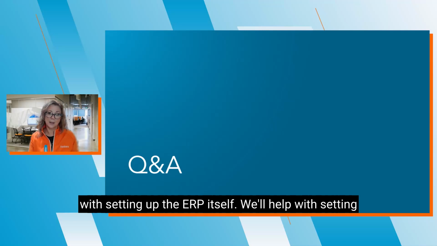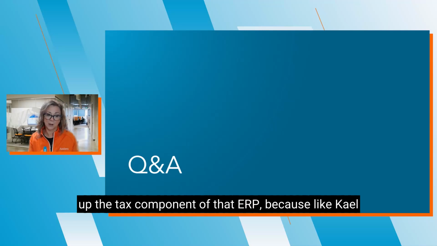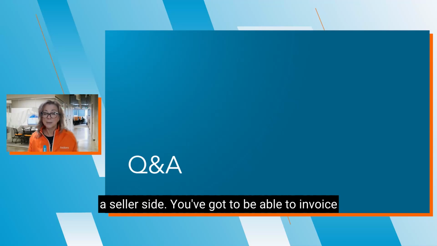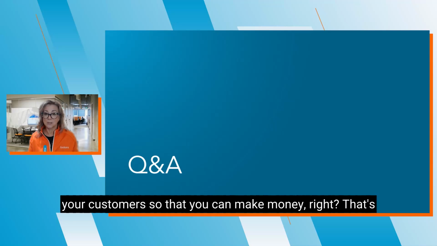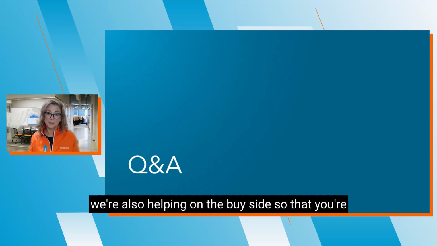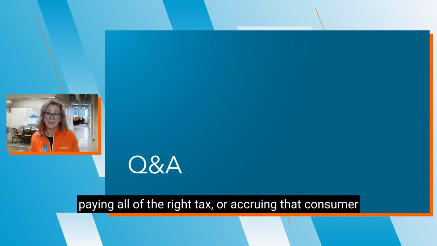We'll help with setting up the tax component of that ERP, because like Kale said at the very beginning, there's a buyer side and a seller side. You've got to be able to invoice your customers so that you can make money, right? That's where Avalara comes in on that tax calculation. But then we're also helping on the buy side so that you're paying all of the right tax or accruing that consumer use tax.